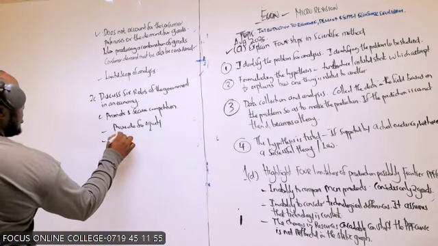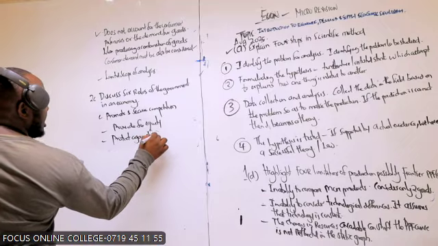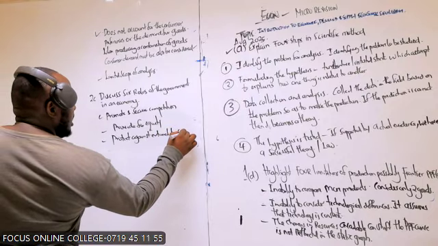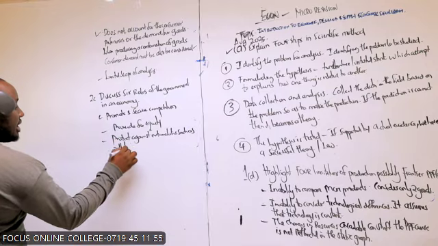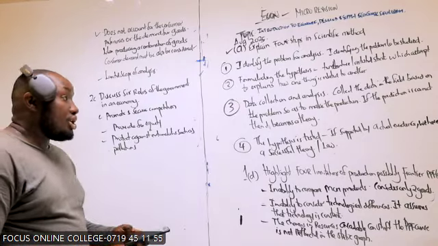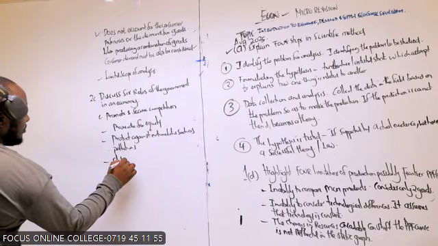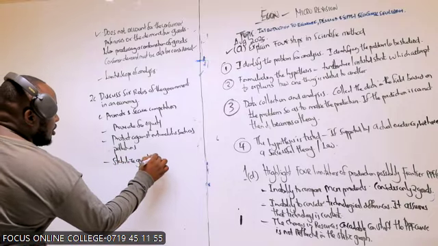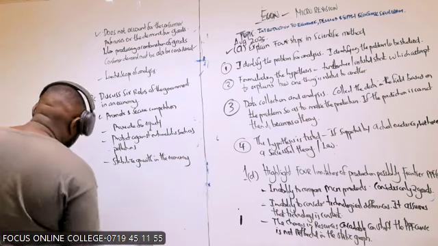We say protect against externalities, such as pollution. Then you can also talk about stabilizing growth in the economy. They basically stabilize growth in the economy.